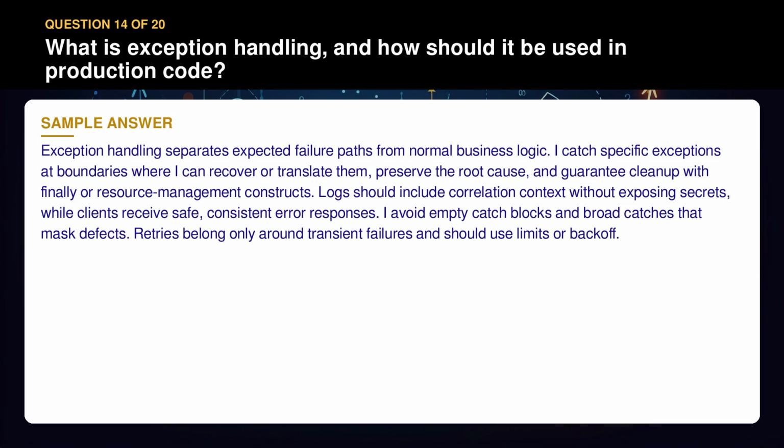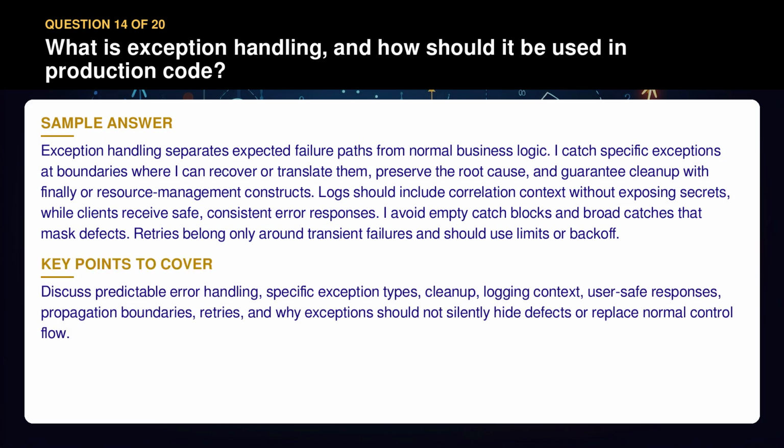Logs should include correlation context without exposing secrets, while clients receive safe, consistent error responses. I avoid empty catch blocks and broad catches that mask defects. Retries belong only around transient failures and should use limits or backoff. Discuss predictable error handling, specific exception types, cleanup, logging context, user-safe responses, propagation boundaries, retries, and why exceptions should not silently hide defects or replace normal control flow.